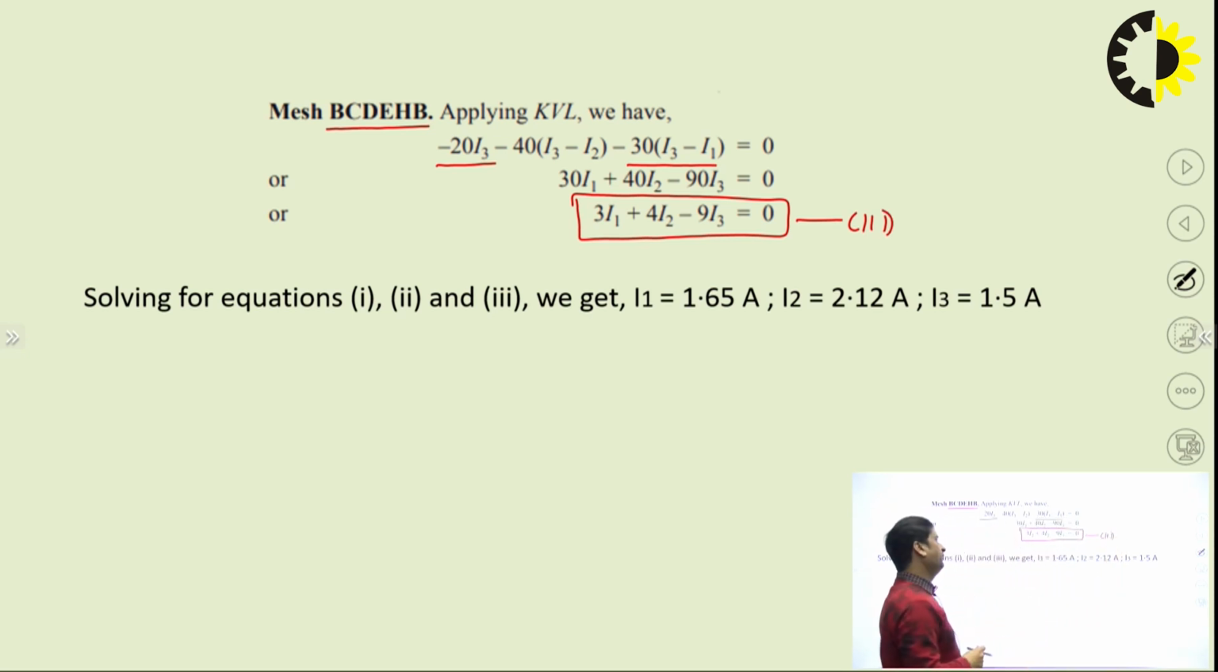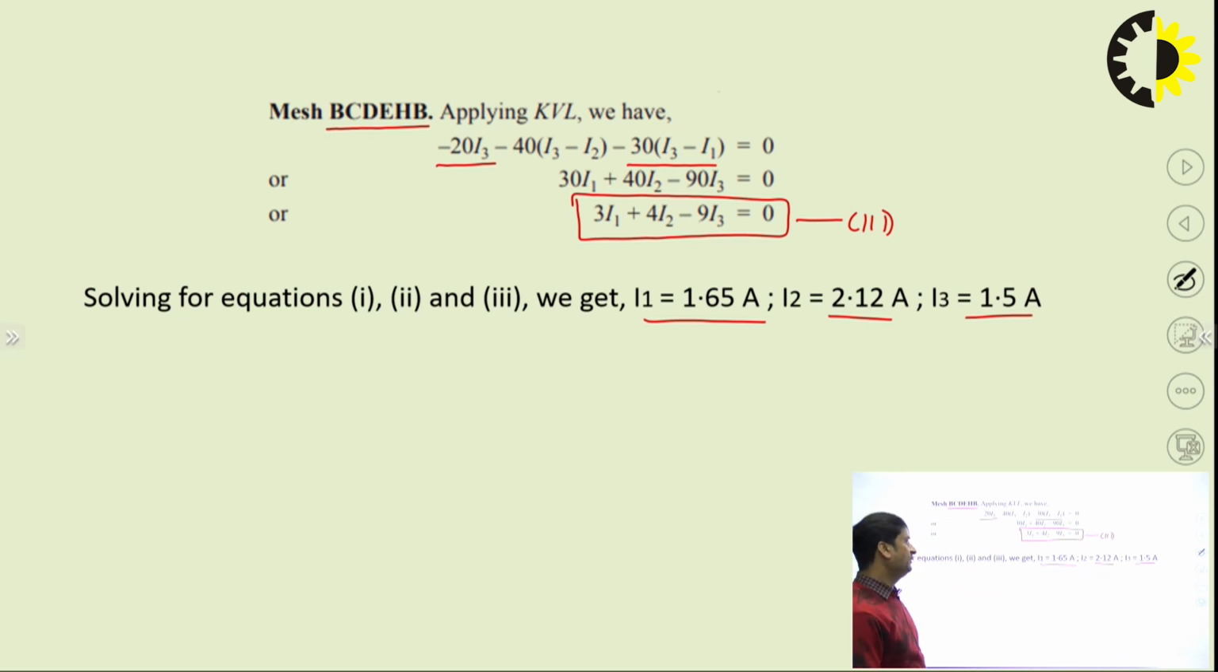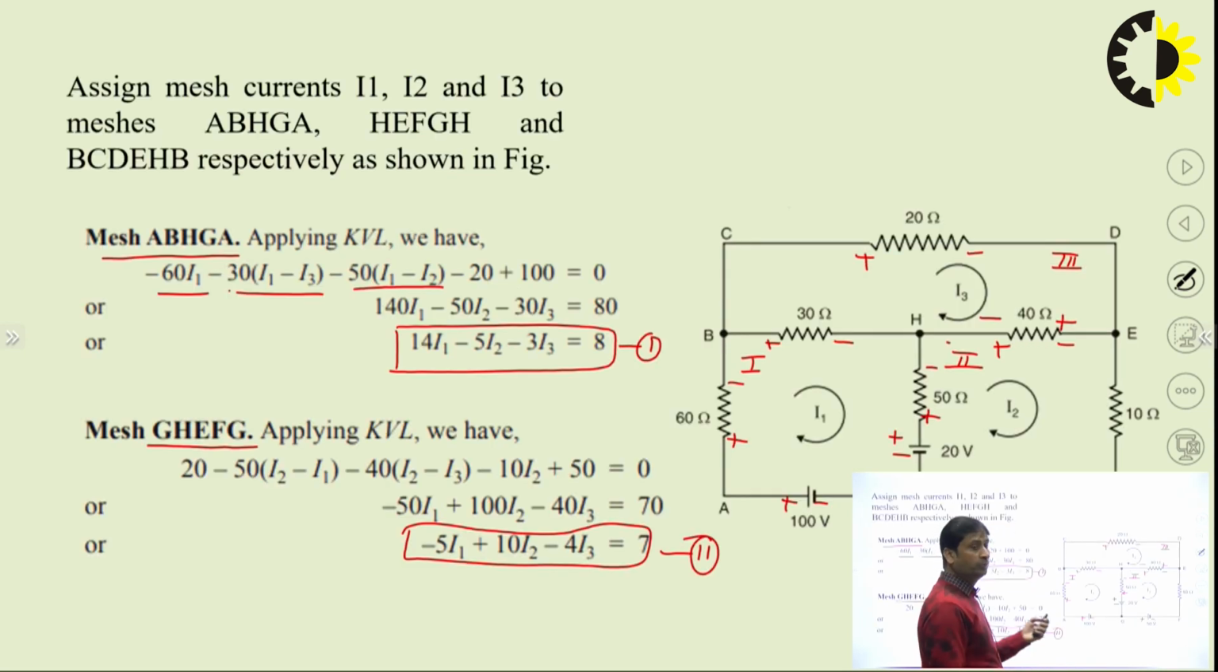3 equations, 3 variables, we can solve by using calculators, or we can also use Cramer's rule. By solving we will get the answers I1, I2 and I3. So, I1 is 1.665 ampere, I2 is 2.12 ampere, and I3 is equal to 1.5 ampere. These are the values of the loop currents actually. Okay.